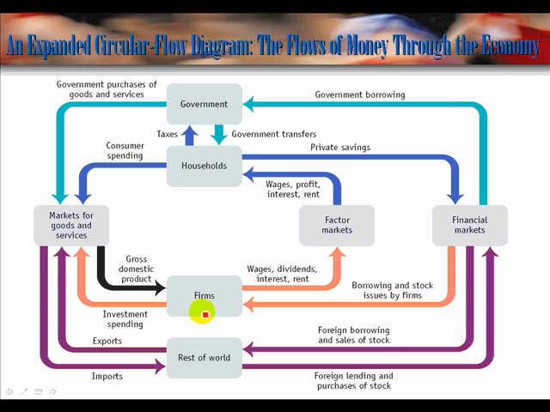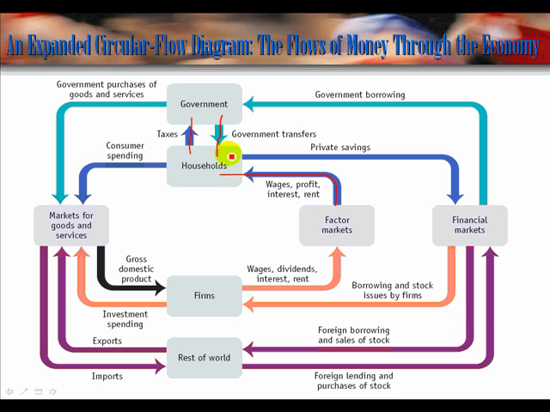Let's look at our diagram again. So here's our household. They're collecting wages, rent, interest, profit. They are collecting government transfer payments from the government. And we subtract from that the taxes that they pay out to the government, and that gives us our disposable income.